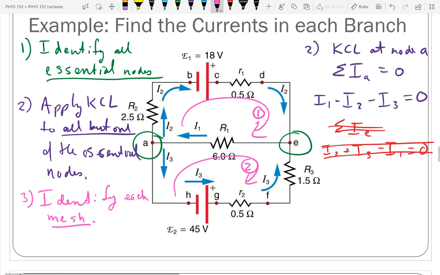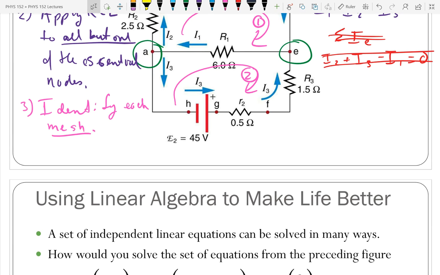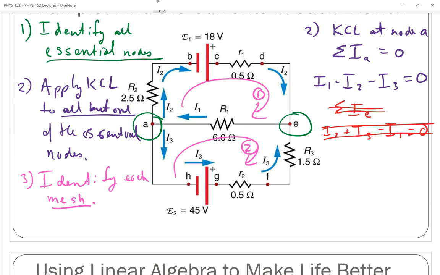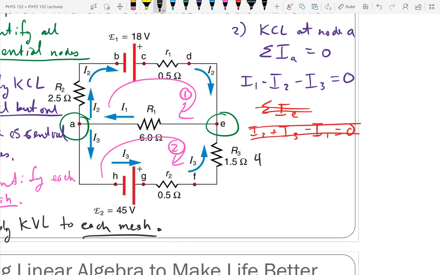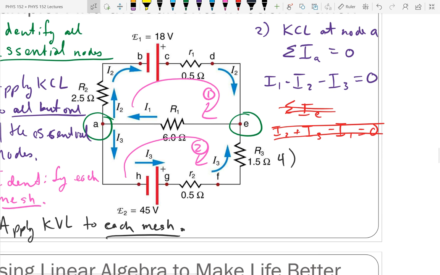So you identify each mesh, and then you apply Kirchhoff's voltage law to each mesh. So we go to step 4. There's 2 meshes, so James, I will give you the first mesh. So we look at the first mesh. We're going to apply Kirchhoff's voltage law to it. So you have to first choose a starting point, so where you want to start.